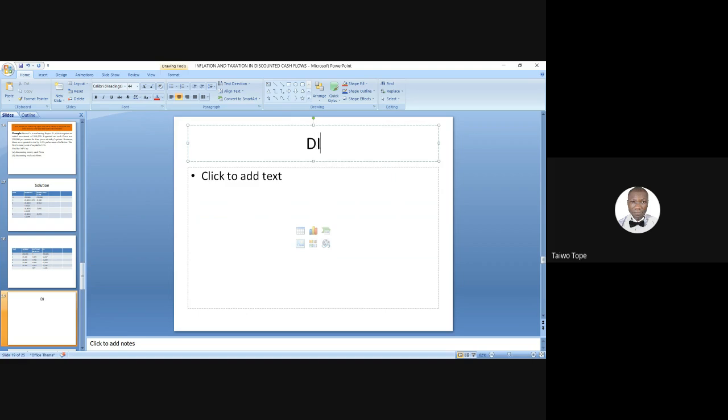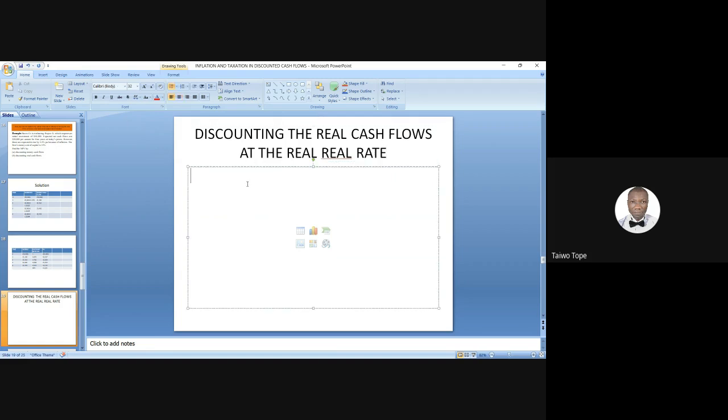Discounting the real cash flows, we're going to have a similar answer. The real cash flows at the real rate. So we're trying to use the real method now.